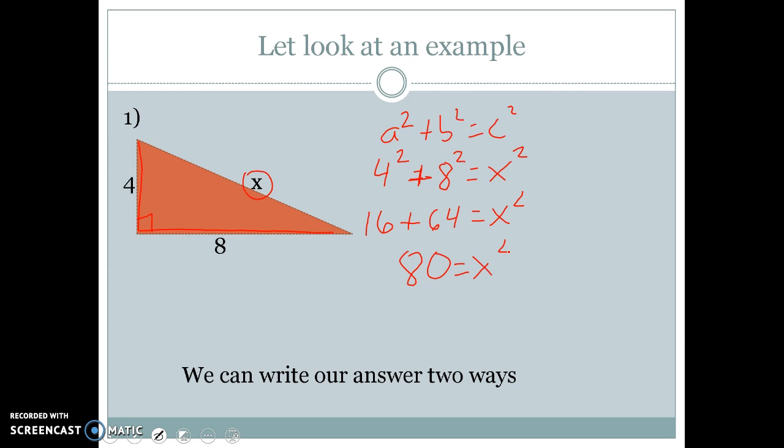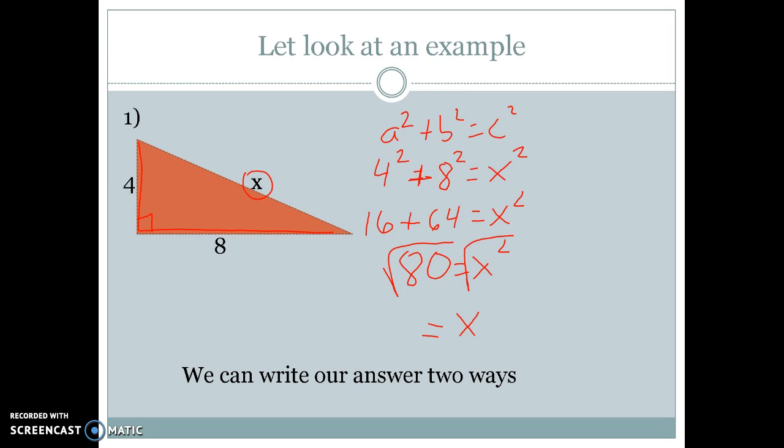Well, we want to figure out what x is, so here's where the radicals come in. We're going to take the square root of both sides, and that means that x equals the square root of 80. Now there's 2 ways that I can write the square root of 80. And really, before I find the square root of 80, I could estimate it. I know it's going to be between 8 and 9 because the square root of 64 is 8 and the square root of 81 is 9, and the square root of 80 is right between those two.